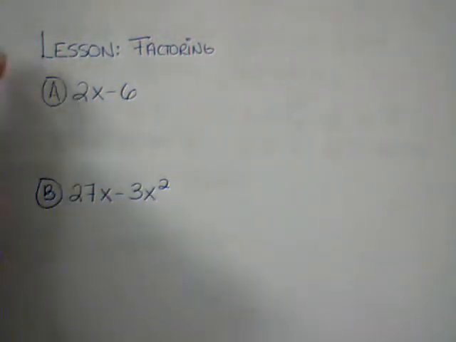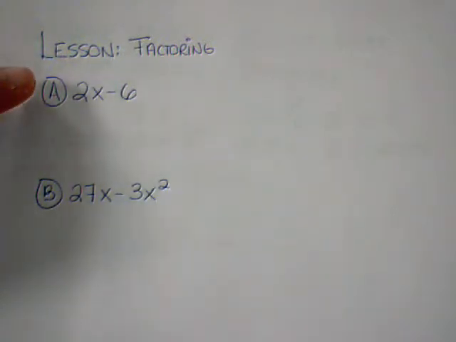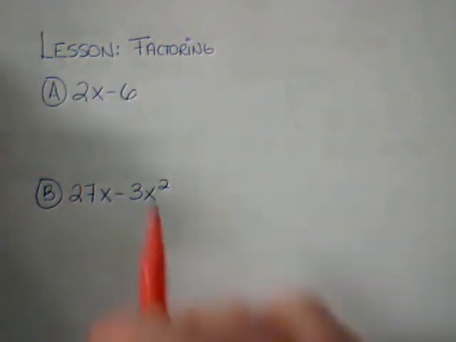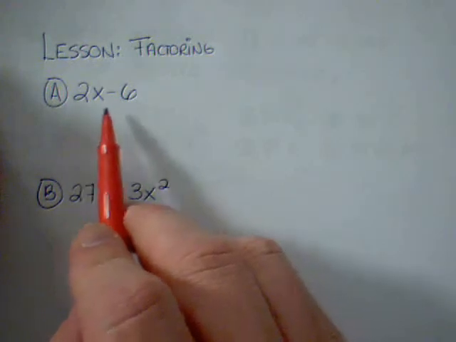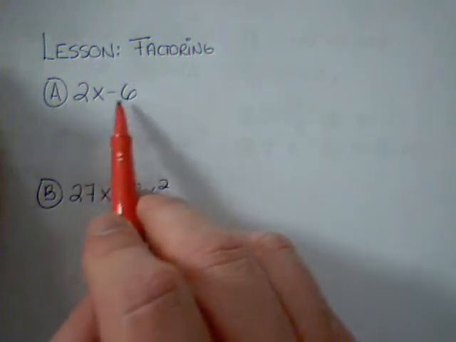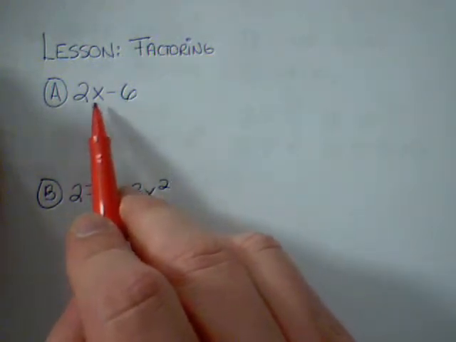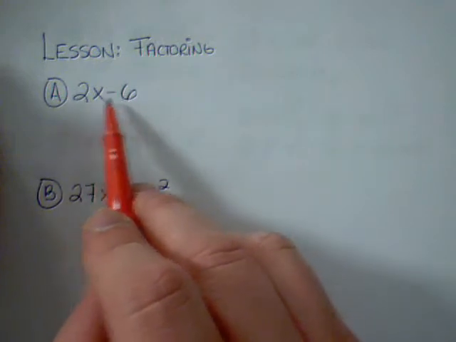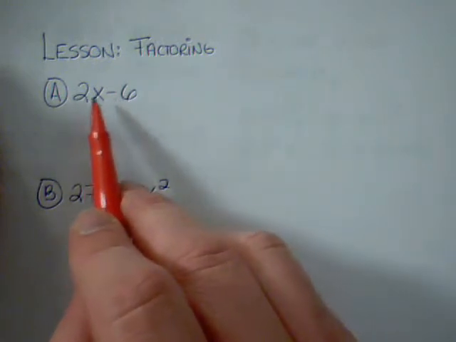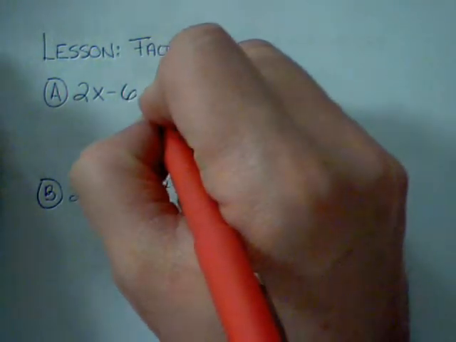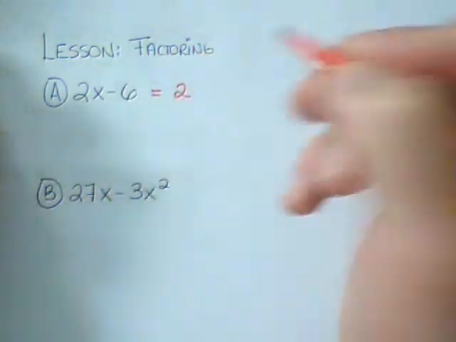Hello, today we're going to be having a lesson on factoring, and we're going to be factoring expressions, because these are expressions, and an expression is something that doesn't have an equal sign. So when I factor, I ask myself, what number goes into 2 and 6? And the answer would be 2.